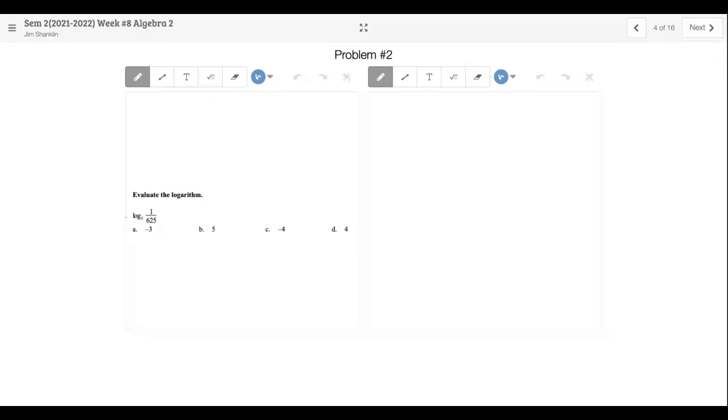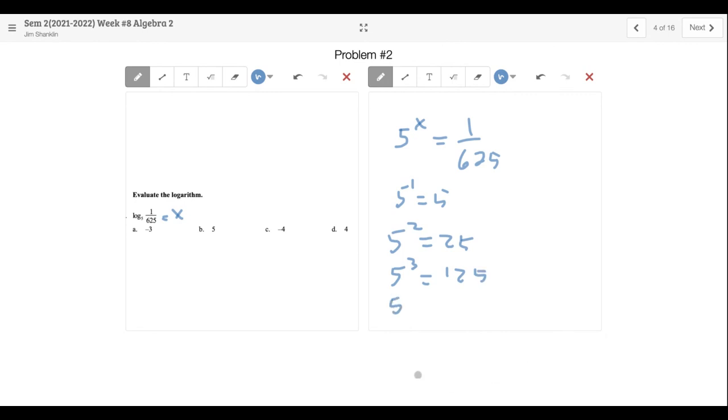It definitely has to be negative, right? Okay. Because when I look at a problem like this, you could put an X out here, and then you could just go, oh, 5 to what power is equal to 1 over 625? Well, you could put positive numbers in here all you want. I mean, 5 to the first is 5. 5 to the second is 25. 5 to the third is 125. 5 to the fourth is 625. But that doesn't ever get me to 1 over.